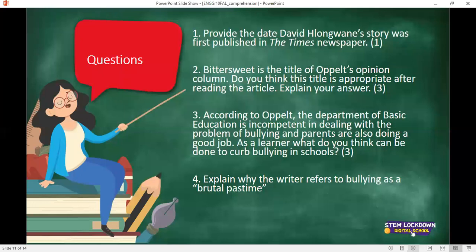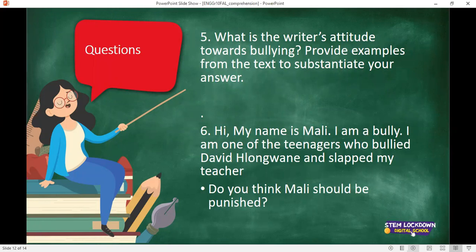Question five, okay? What is the writer's attitude towards bullying? Okay, so for this one, you need to provide examples from the text to substantiate your answer. Remember, you were actively reading, so there's some things that you need to remember, and you should be able to summarize some examples that the writer looked at. What is the writer's attitude towards bullying? Remember, you can write your answers or you can raise your hand and you can just share your answer with the class.